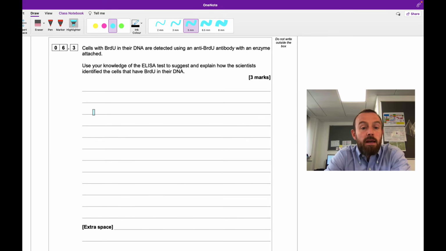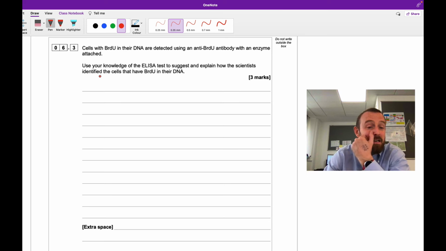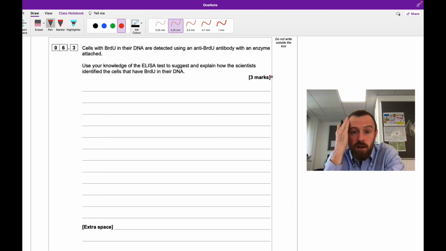Cells with BRDU in their DNA are detected using an anti-BRDU antibody with an enzyme attached. Automatically I'm thinking antibody, enzyme, is this ELISA kind of stuff? And it is, because there it is in the next sentence. Use your knowledge of the ELISA test to suggest and explain how the scientist identified the cells that have BRDU in their DNA. Oh my gosh, this is a tricky one. We don't know what type of ELISA test this is, or if it is even an ELISA test.